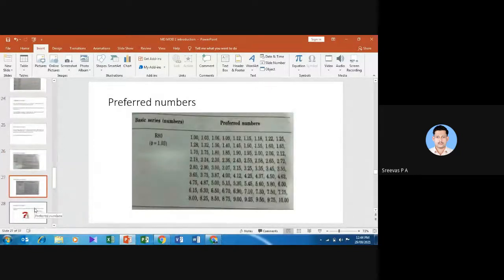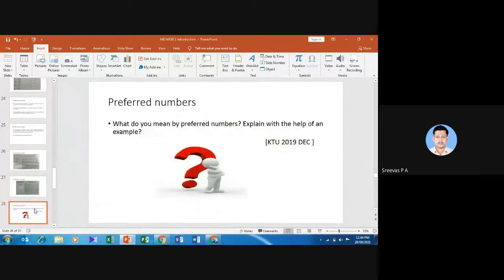Okay. Now we can discuss some of the questions. So what do you mean by preferred numbers? Explain with the help of an example. So this question arrived in the university examination 2019.